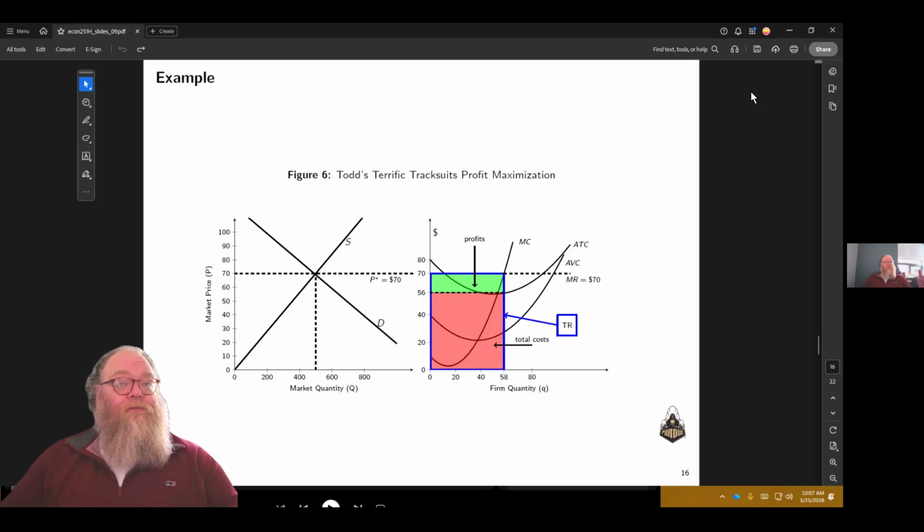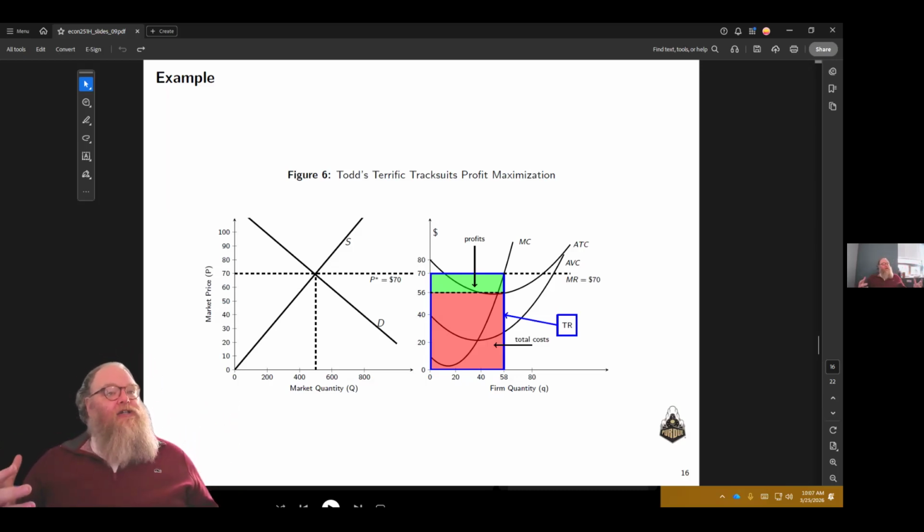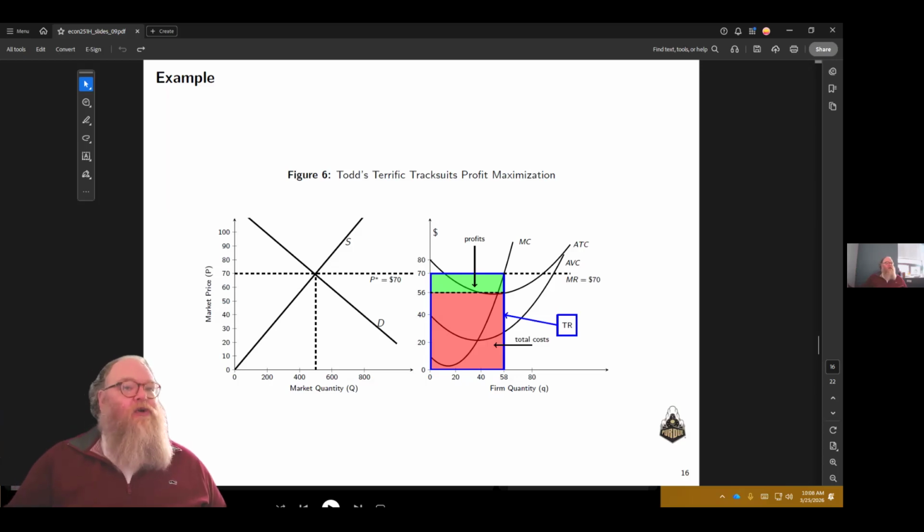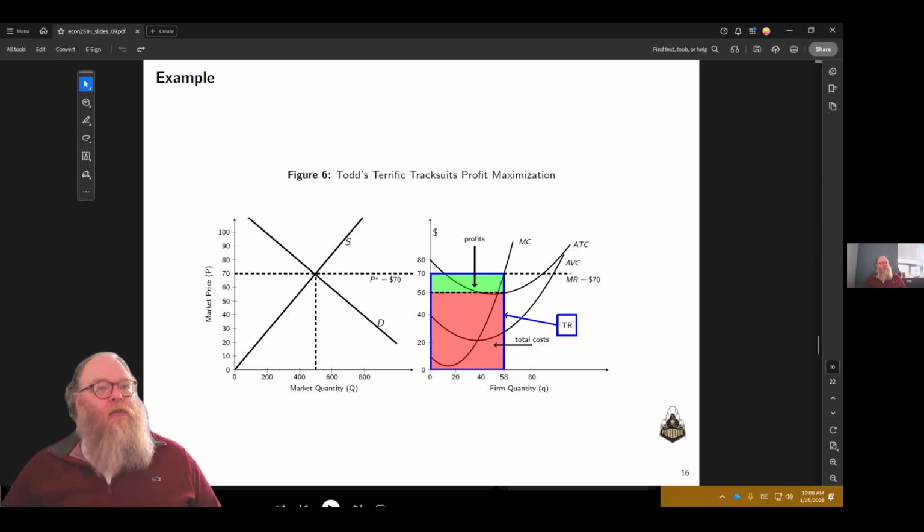Okay, now, let's tell a story, okay? One of the assumptions that we make under perfect competition is perfect information. Well, included in that idea of perfect information is the fact that at least one firm in the market is earning greater than zero profits. We'll make an assumption that if Todd's Terrific Tracksuits is making greater than zero profits, probably a lot of firms in the market are currently earning greater than zero profits.